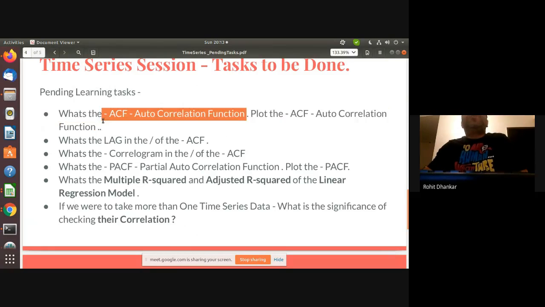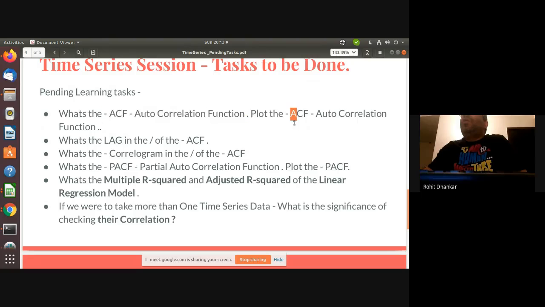I think this is the question which Akshat also had, right? So what is the ACF, and how should we plot the ACF? And once we have plotted the ACF, what kind of inference can we draw? Inference is the word I was looking for earlier also. The inference that we draw from whatever we are doing is very, very important.